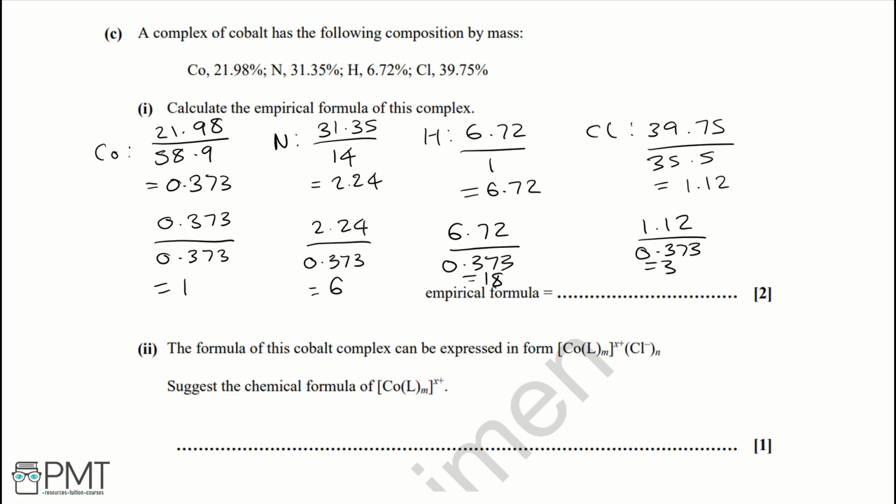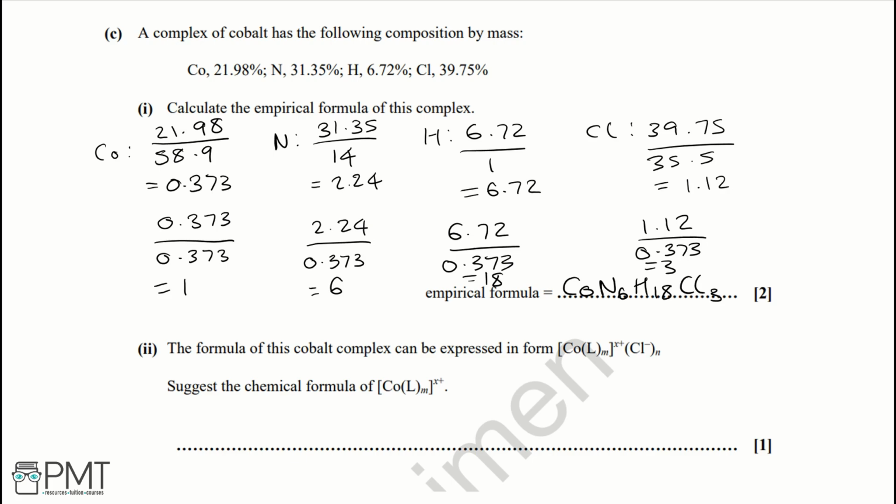So that means the empirical formula is CoN6H18Cl3. To get the 2 marks for this question, you get your first mark for correctly dividing by the relative formula mass, and your second mark for then dividing by the smallest to give the correct empirical formula.